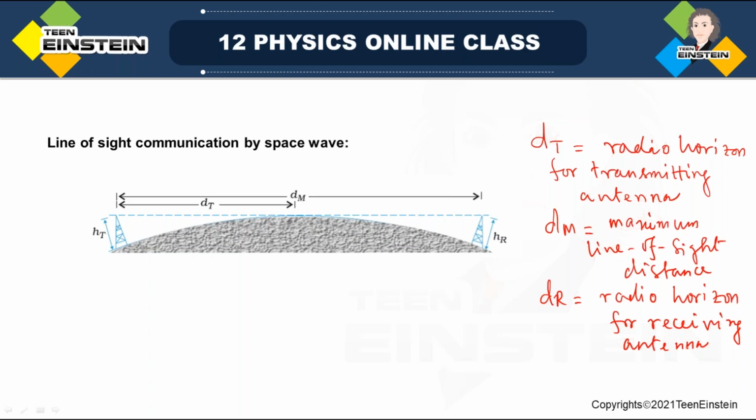Okay, so we have got the terms. Now we can find out a relationship between all these to get the maximum line of sight distance. It is said that dm is equal to dt plus dr. So we know how the distance of the horizon was calculated, right?